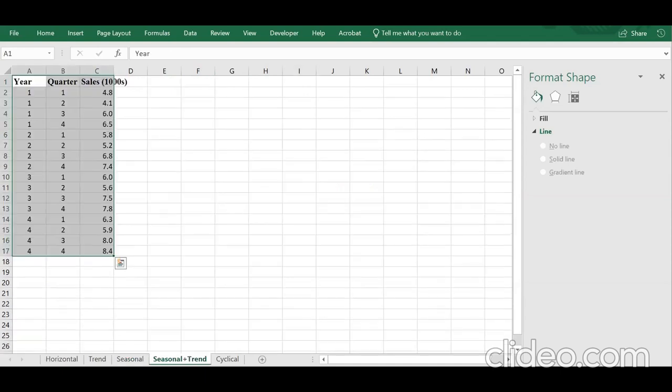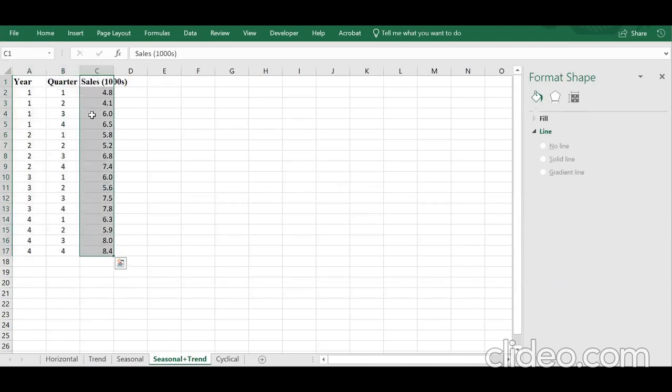Next, we can have a combination of horizontal and seasonal. Seasonal itself is when you have numbers fluctuating around a constant mean, but they're not completely random. Horizontal and trend cannot be together, so you either have trend or no trend. No trend would be horizontal, right? But trend and seasonal, if they're combined, this would be a good example here.